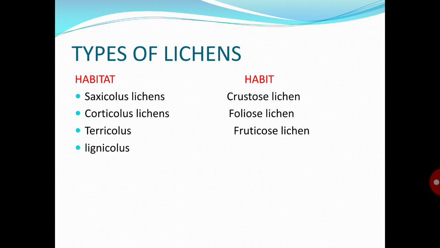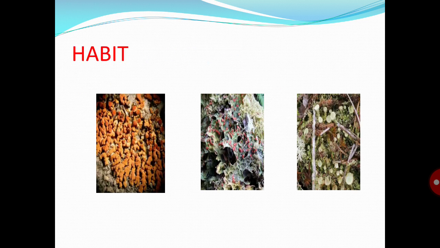As per the habit, there are again three types of lichens. They are crustose lichens, foliose lichens, and fruticose lichens. As you see in this slide, the first picture is crustose type of lichens, and second one is foliose, and the third one is fruticose.